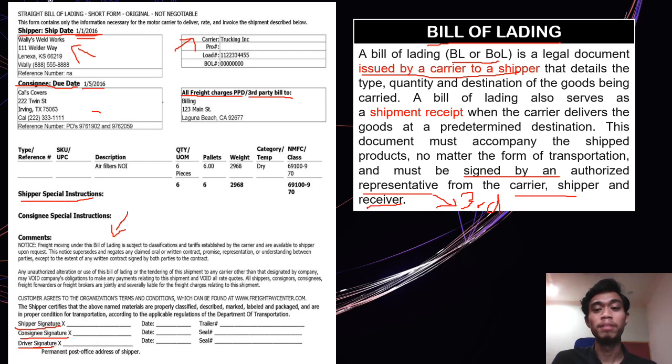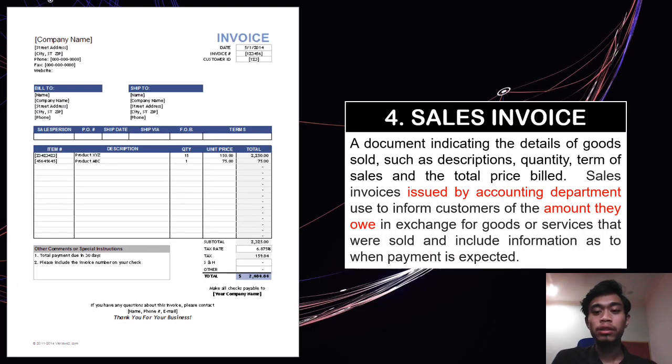That's the difference between the good delivery note and the bill of lading. Right, so the last document that I'm going to explain is the sale invoice. The other documents will be explained by my friend. So what is a sale invoice?